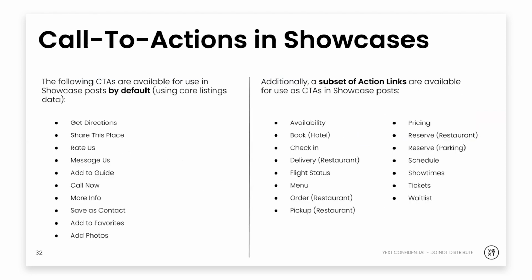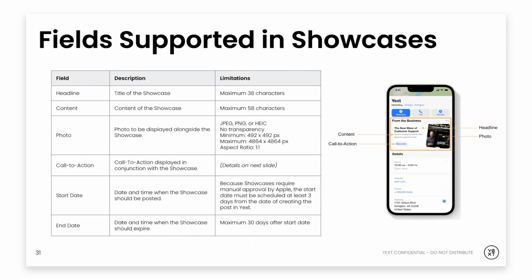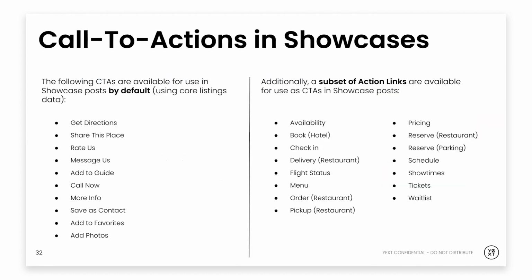Okay, so call to actions and showcases. As a reminder, the call to action is this button down here in the bottom left of the showcase. In this example, we have the more info call to action. And there are two primary types of call to actions you can include in showcases. The first type is on the left here, and these are available by default for any Apple Maps listing. What these do is similar to action links.